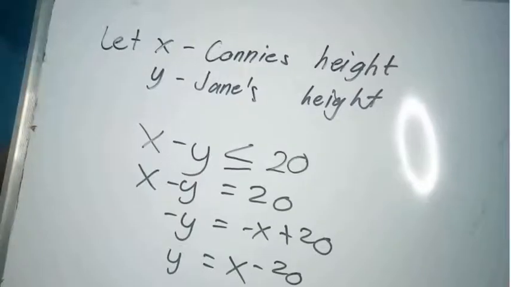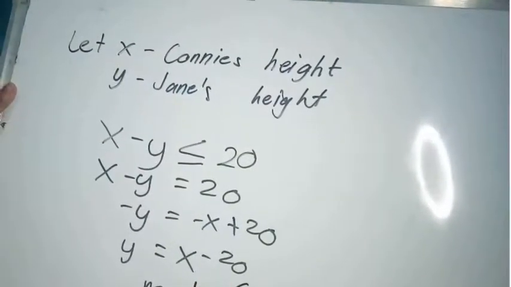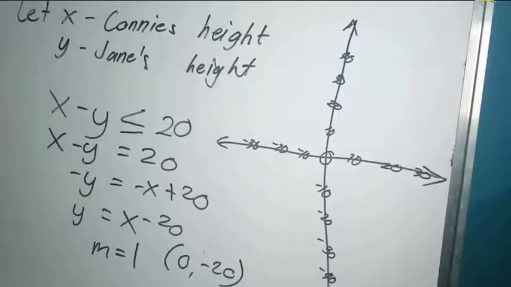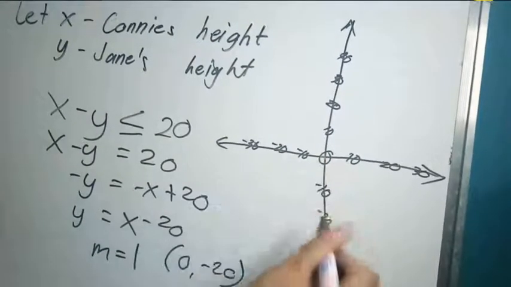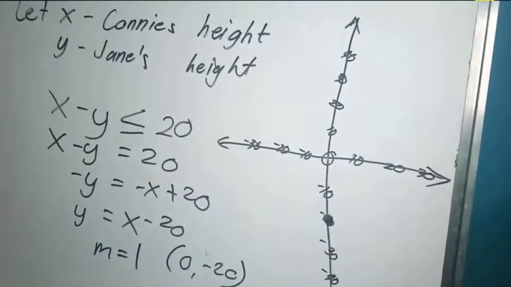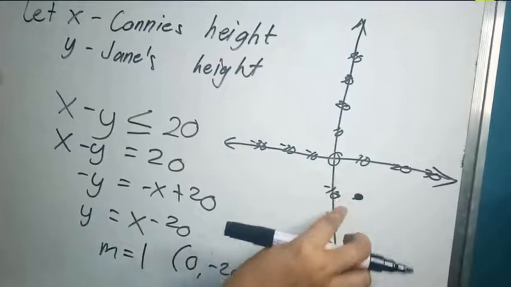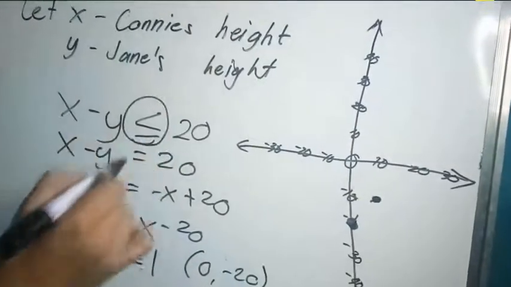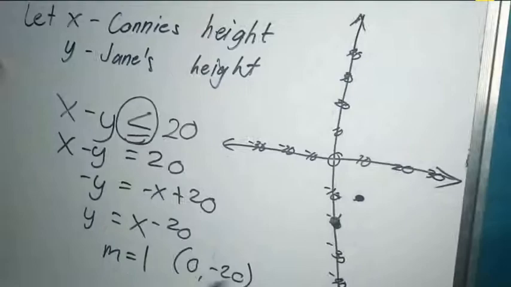So the slope that we have is 1, and the y-intercept is (0, negative 20). So let us graph. We have the point (0, negative 20). Then the slope that we have is 1, so it will give the other point. Then connect the two points using a line. We have the less than or equal to symbol, so we are going to use a solid line.